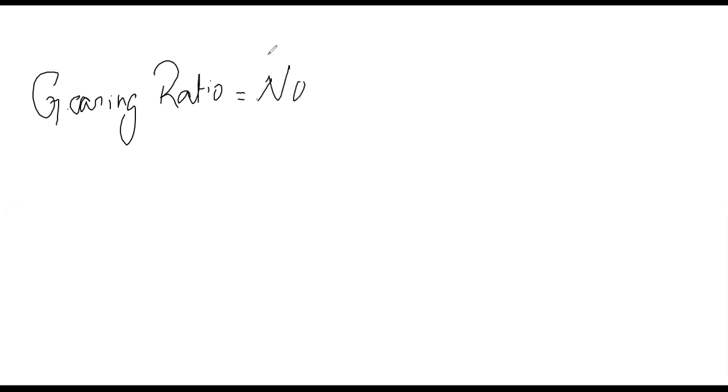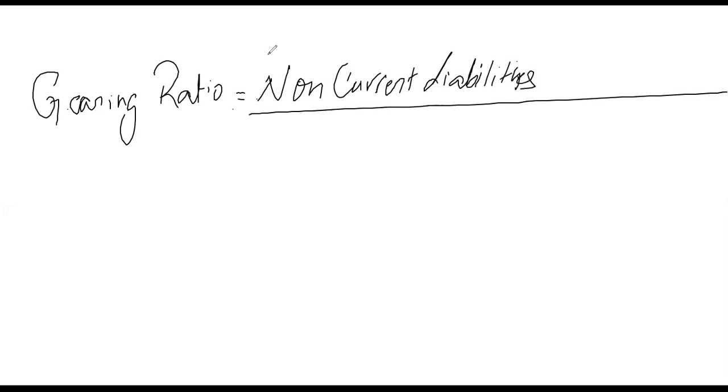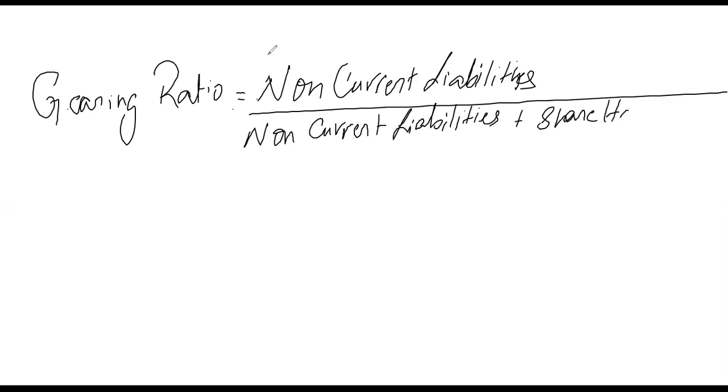So non-current liabilities divided by non-current liabilities plus shareholders equity. Okay, so this is the formula that we will be using in order to calculate the gearing ratio of a company. Let me draft an example.